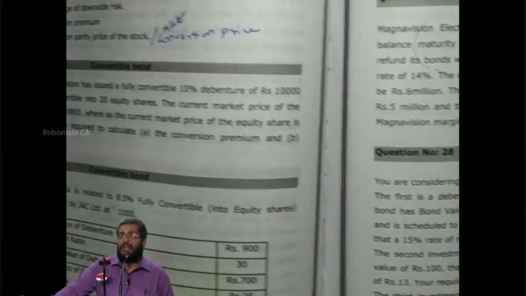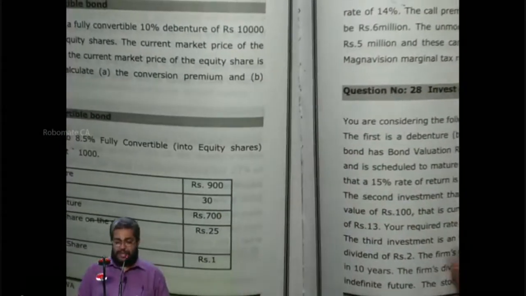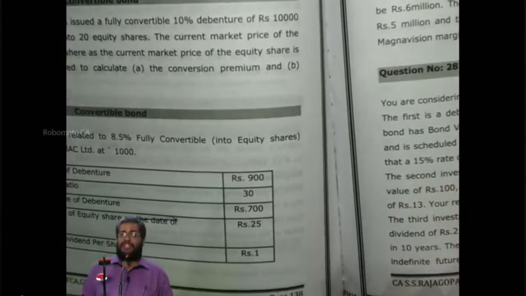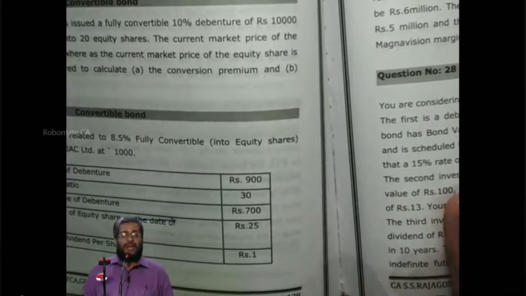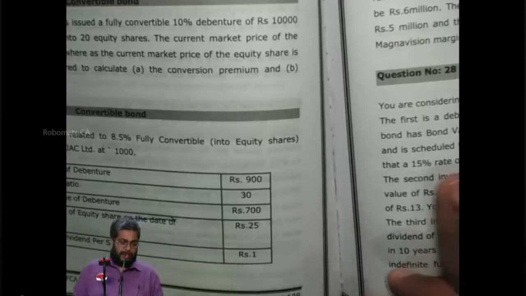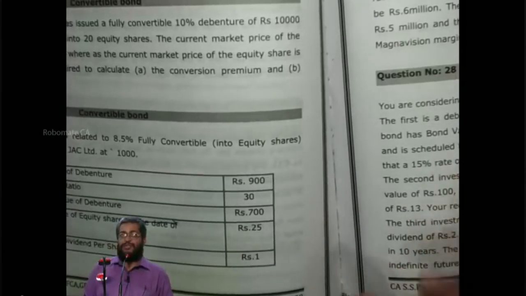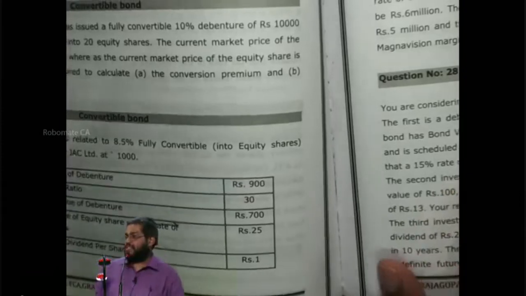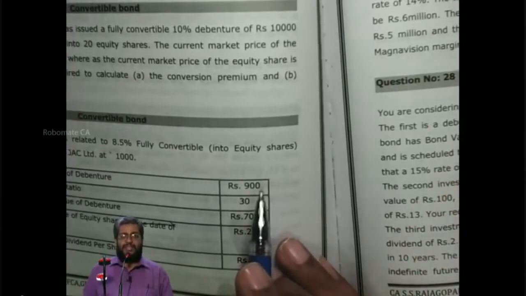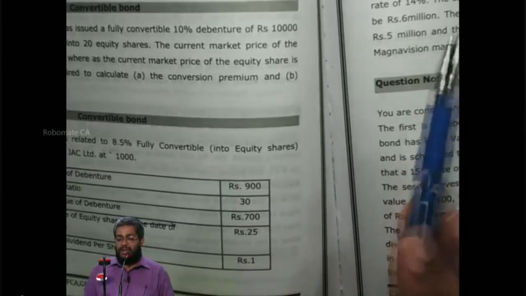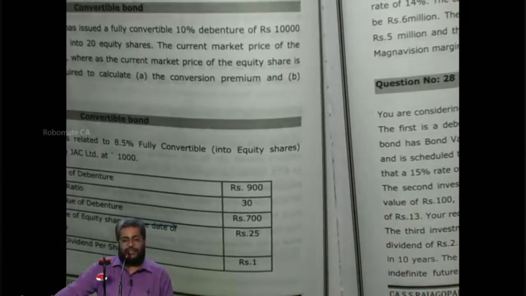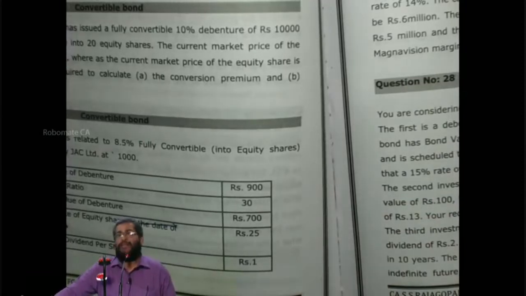Next, Part C. Conversion premium per share. Write down. Conversion premium per share is equal to 30 minus 25. If you want to put it as a formula, it is conversion parity price minus share price. That's the meaning. Conversion premium per share is equal to 30 minus 25, which is 5 per share.